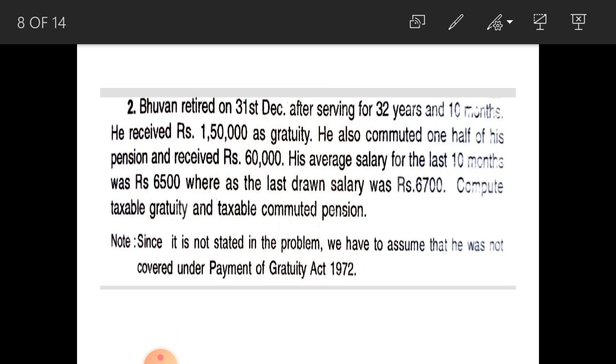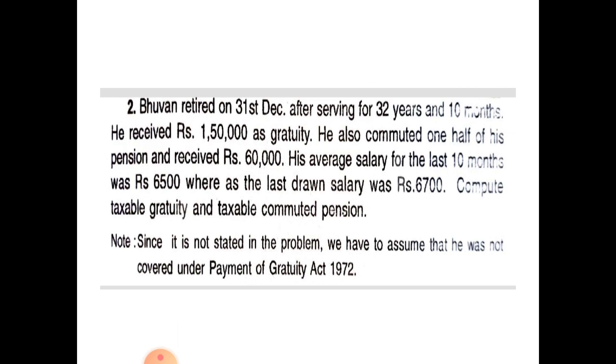Bhuvan retired on 31st December after serving for 32 years and 6 months. He received 1,50,000 rupees as gratuity. He also commuted 1/2 of his pension and received rupees 60,000. His average salary for the last 10 months was rupees 6,500, whereas the last drawn salary was 6,700 rupees. Compute taxable gratuity and taxable commuted pension.